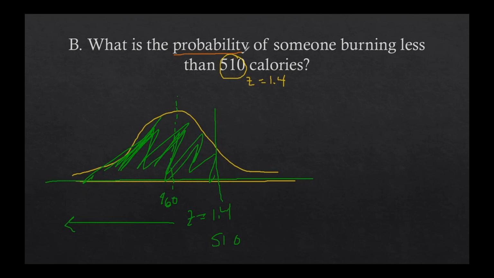So area to the left, probability mean the same thing. If we look at our table, find a z-score of 1.4. Right, like find the probability for 1.4. 0.9192. There you go. So the answer to that is 0.9192. So basically there's a 91.92% chance that someone will burn less than 510 calories at the gym. That's what that means based off of this data. Does that make sense?